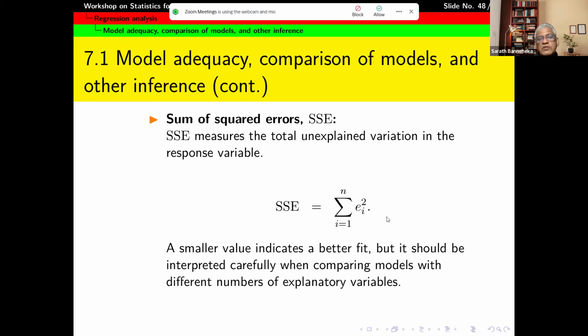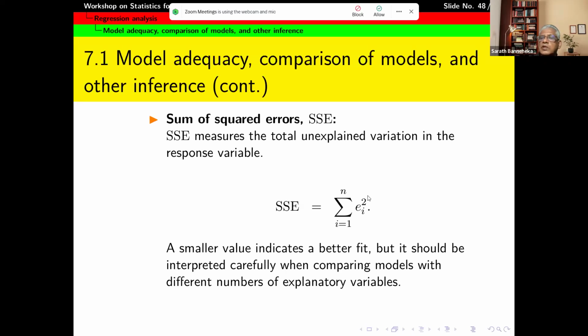So the sum of squares of errors, SSE, is equal to the sum of the squared values of the residuals. SSE measures the total unexplained variation in the response variable after fitting the model. These e_i are the residuals, e1, e2, e3, and so on. Each residual is the difference between the observed Y value and the predicted Y value using the model.